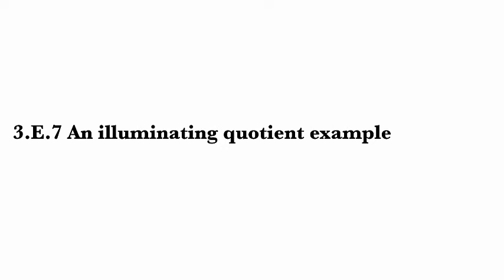Let's look at the prototypical example of a quotient space construction, which will really sort of make things concrete for you, I hope. So take the vector space to be just good old R3, and let U be the z-axis, so the third coordinate. Okay.